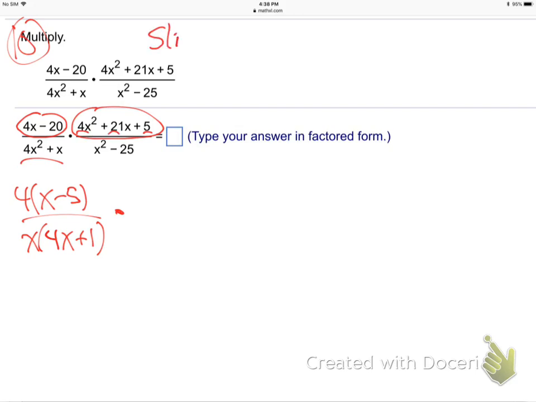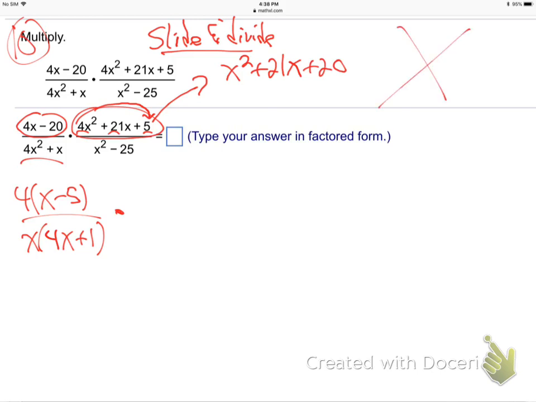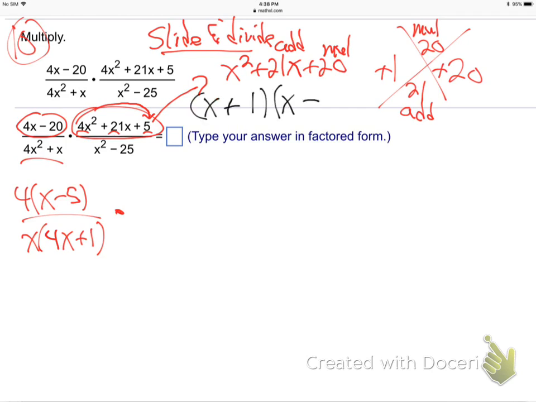Slide and divide, huh? Slide and divide. So take that 4, slide it to the back. I'm going to bring this over here. The 4 is gone. It's going to be x squared plus 21x plus 20 when we slide that to the back, and then do the diamond thing. What multiplies to be 20 and adds to be 21? 1 times 20, both positive, right? Multiplies to be 20, adds to be 21. So that means we can factor that as x plus 1, x plus 20.